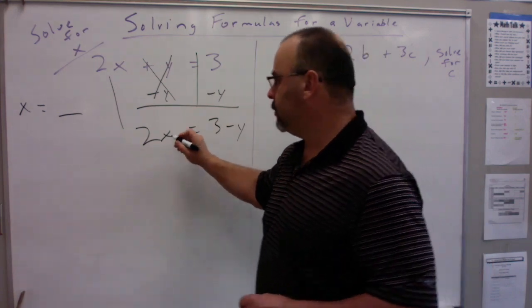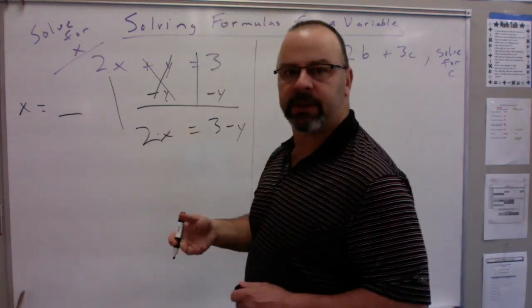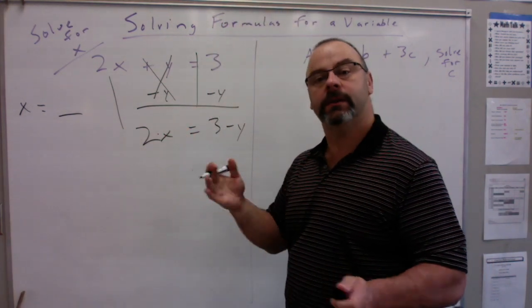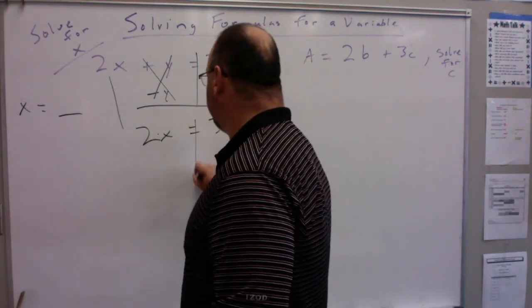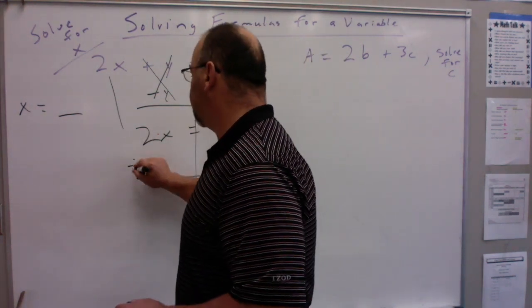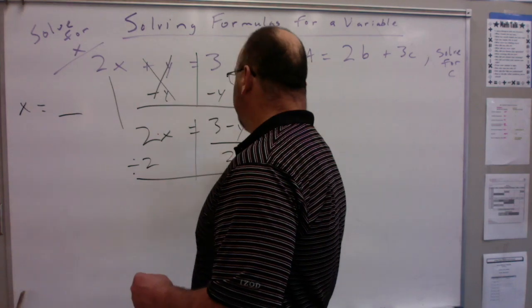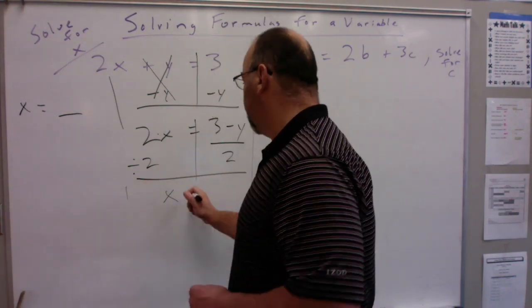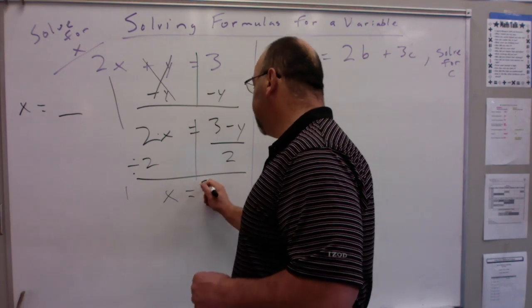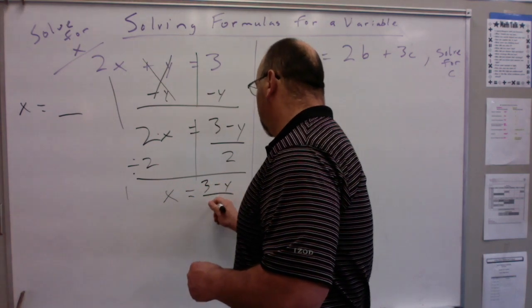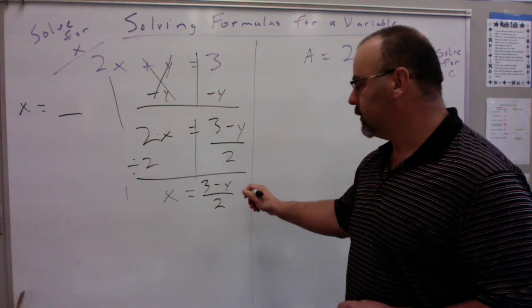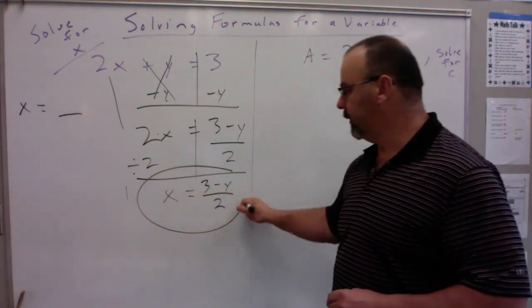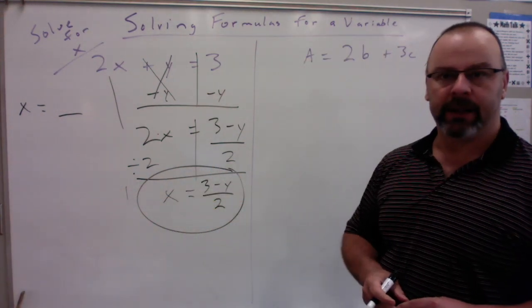Now, do I have x alone? Not yet. I have 2 times x. What's the opposite of multiplying by 2? Dividing by 2. Very good. I'm going to divide by 2 on both sides. And when I do that, I'm going to get x alone over here, because this is 1, equals 3 minus y all over 2. So this right here is what you're going to have for an answer.